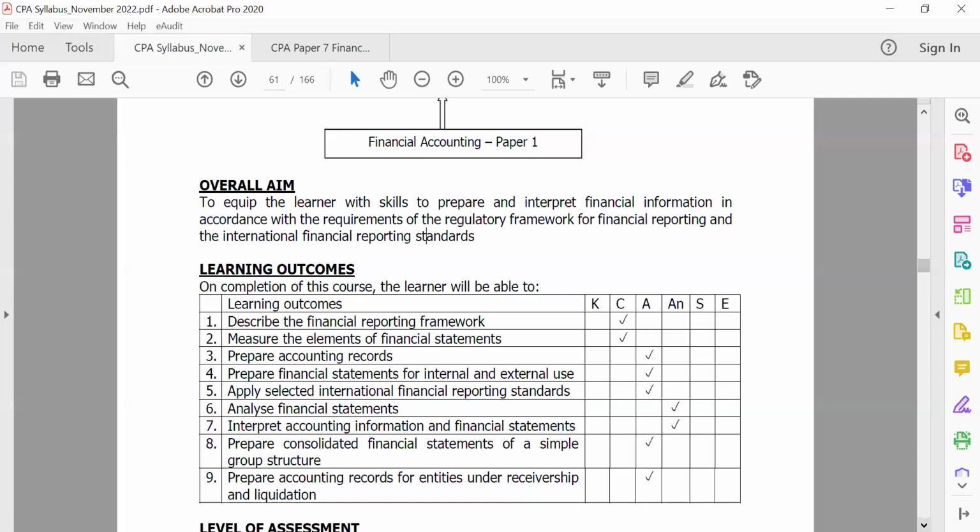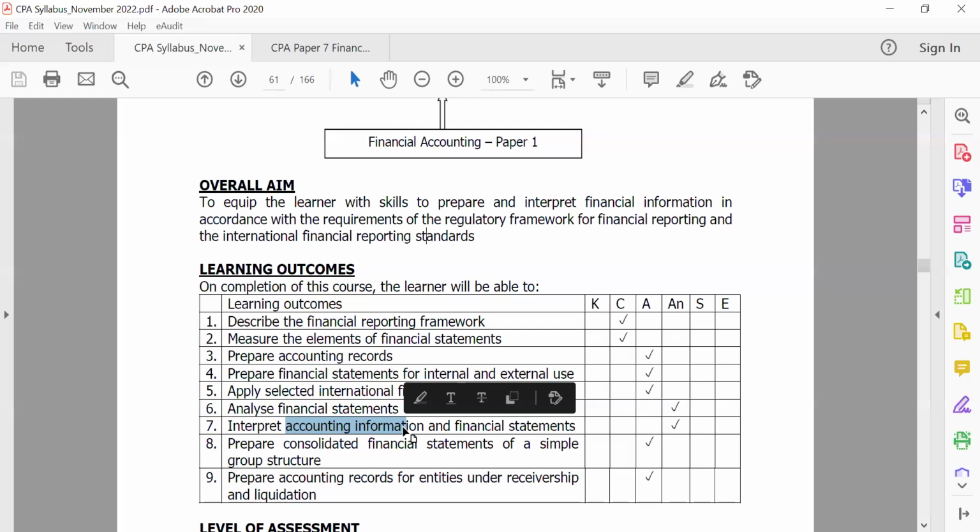So here you need now to draw your knowledge on financial ratios, where we look at liquidity ratios, we look at the profit ratios, and so on, working capital ratios, and so on. So we'll be able to understand how to get into calculating all those, and then interpret accounting information and financial statements.